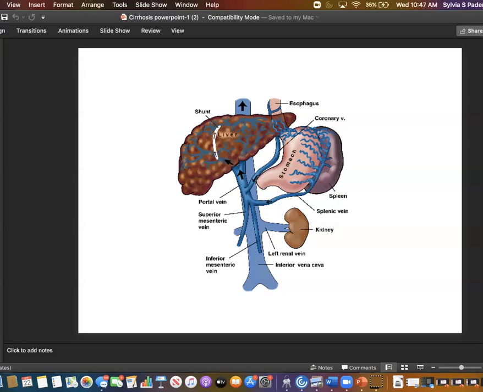So this is the location of the liver and all the veins that are important and the surrounding organs. As you can see, this is the portal vein. This will be an important vein to consider while we go through the lecture.